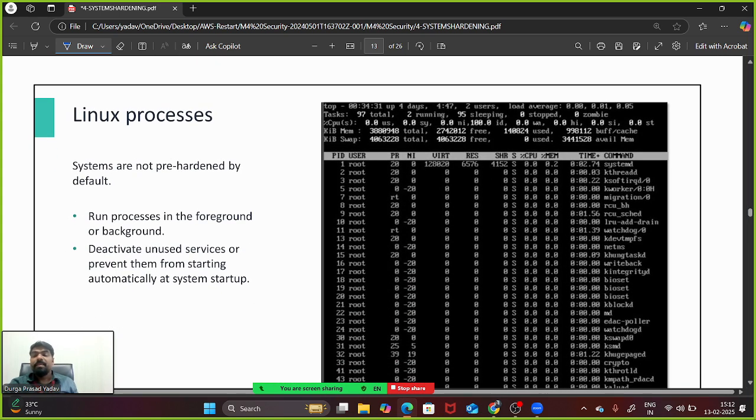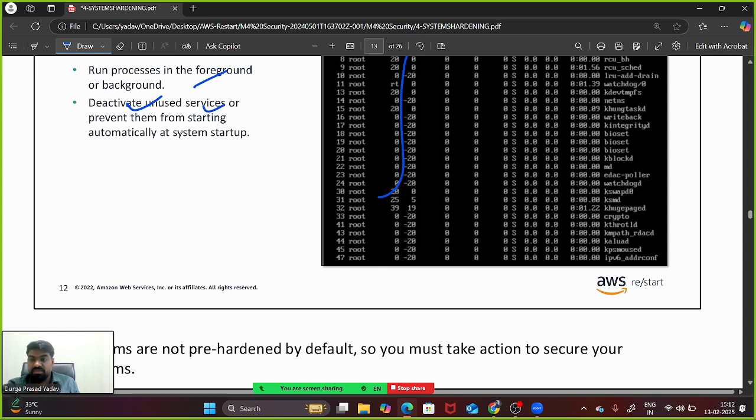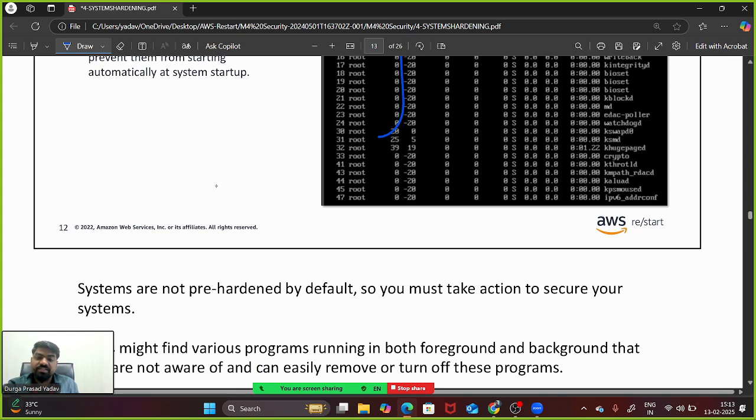So let's say in the Linux operating system, in a Linux machine, if you list the processes, you can see there will be many processes running in the background and foreground both. What you can do is deactivate unused services, or prevent them from starting automatically at startup.